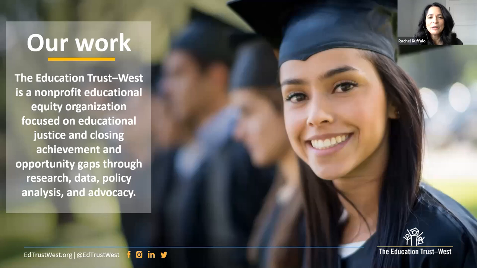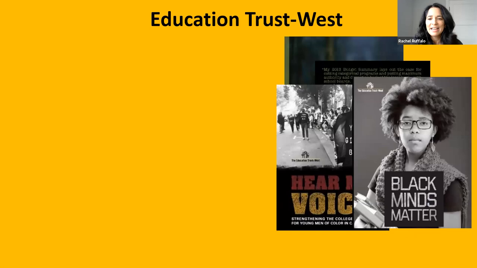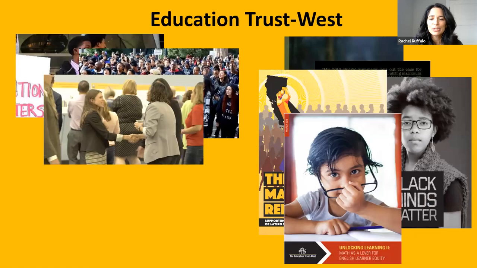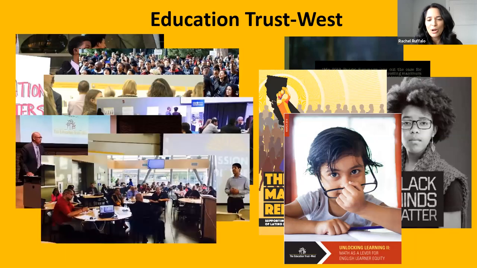So you've already heard about us, so I'm going to click through this. And as Una said, the Education Trust West is a nonprofit educational equity organization focused on educational justice and closing achievement and opportunity gaps through research, data, policy analysis, and advocacy. And I would add to that also through practice. And so we do partner with practitioners throughout the state, through early childhood, through college. It's an important feedback loop to inform our policy and also to inform our research agenda.